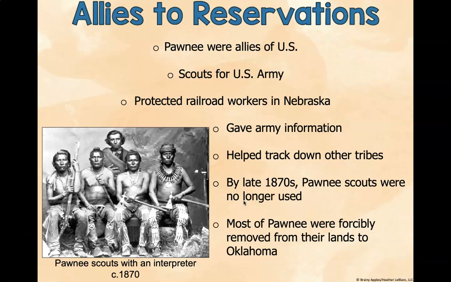So, allies to reservations. The Pawnee Indians were allies of the United States, and they were also scouts for the U.S. Army. They were tribes that protected the railroad workers in Nebraska, and they also gave the Army information. They helped track down other tribes. And it says, by late 1870, Pawnee scouts were no longer used. Most of the Pawnee were forcibly removed from their lands to Oklahoma.